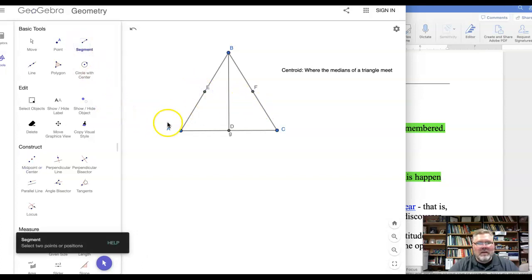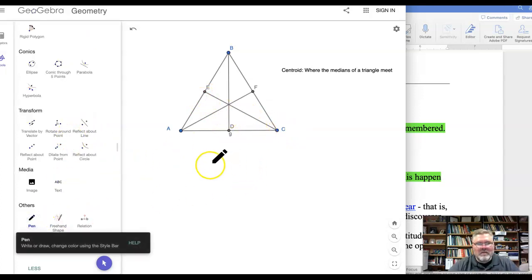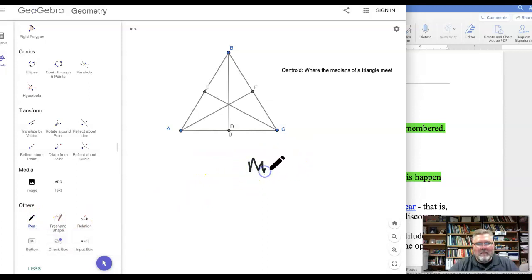Let's get our segment tool out. Let's go from this vertex to the midpoint of the opposite side. This vertex, the midpoint of the opposite side. So where it goes from the vertex to the midpoint, those are called medians. And I get my pen. B, D, N, and make sure that's an N. And there's one right there. And there's my really funky arrow.